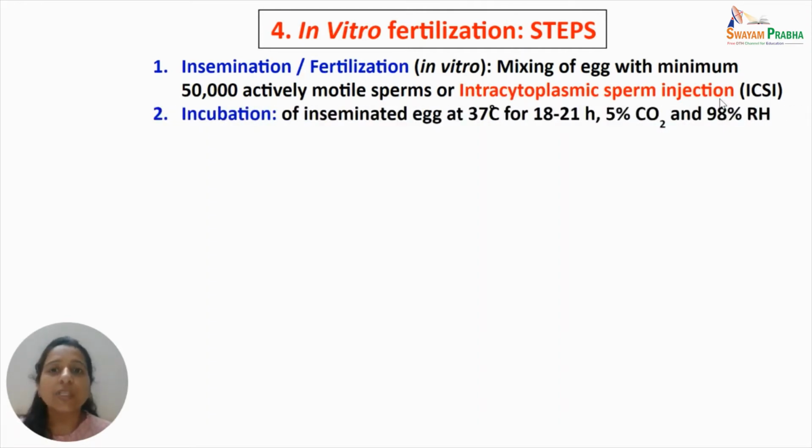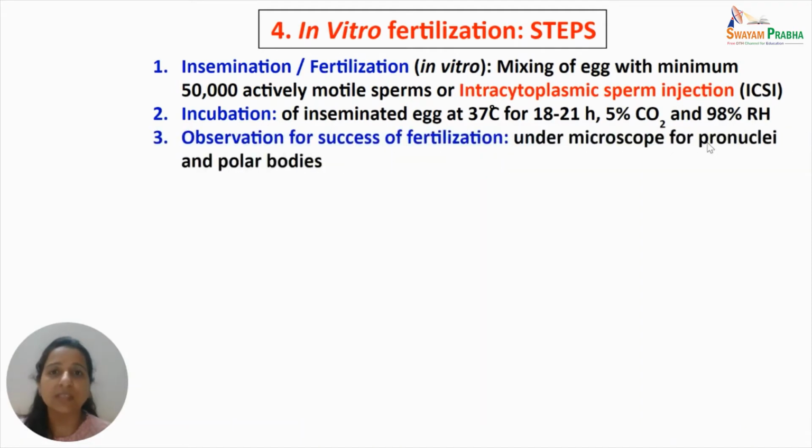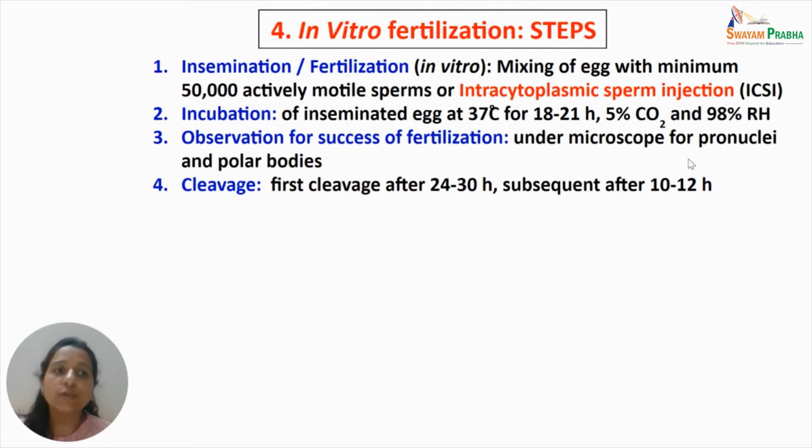The second step involves incubation, during which the inseminated or the fertilized egg is incubated at 37 degrees Celsius for some 18 to 21 hours at 5% carbon dioxide levels and 98% relative humidity, which is considered optimum for the incubation. Now, to observe for the success of fertilization, the inseminated eggs are placed under microscope and pronuclei and polar bodies are to be observed. The presence of two pronuclei and two polar bodies implies a successful fertilization.